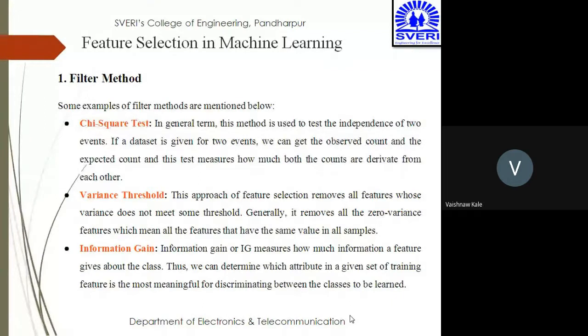This approach of feature selection removes all the features whose variance does not meet some threshold. Obviously, हम एक threshold set करेंगे, वो threshold तक अगर आपका feature नहीं पहुंचता है तो उसको वो remove करेगा. That is, removing those features whose variance does not match the threshold. Generally it removes all zero variance features, which means all the features that have the same value in all the samples. So zero variance वाली features को वो remove कर देगा जिनको तकरीबन सबकी value same आती है. इसे कहते हैं variance threshold value.